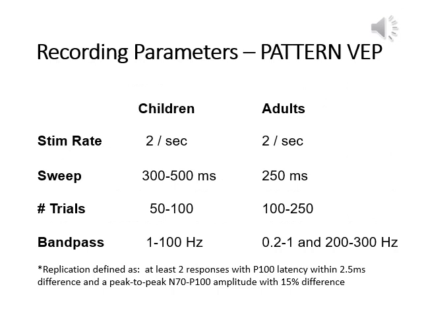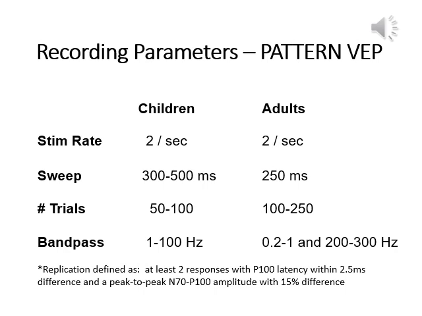These are the recording parameters for the pattern reversal VEP, and they're quite similar between children and adults. The stim rate for both children and adults is 2 per second. The sweep rate is a little bit longer in children because their responses could be a little bit later than in the adult. So the sweep rate for an adult is 250 milliseconds, whereas it's lengthened to 300 to 500 milliseconds in children. The standard number of trials recorded, according to the guidelines in adults, is between 100 to 250, whereas again, fewer responses can be recorded in children because they generate larger evoked potentials.